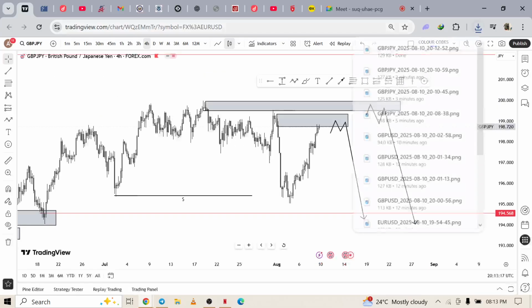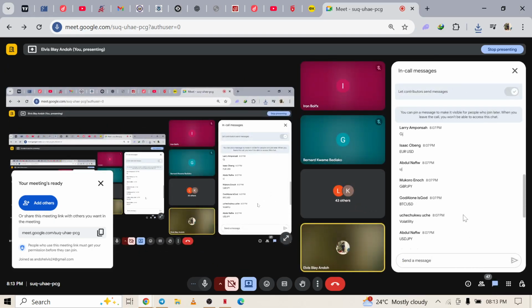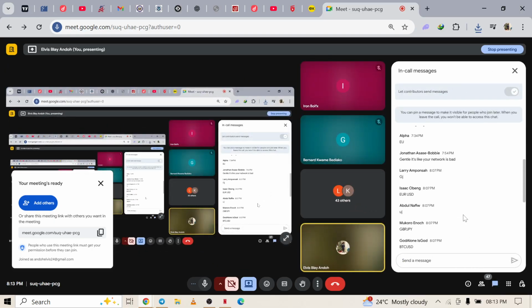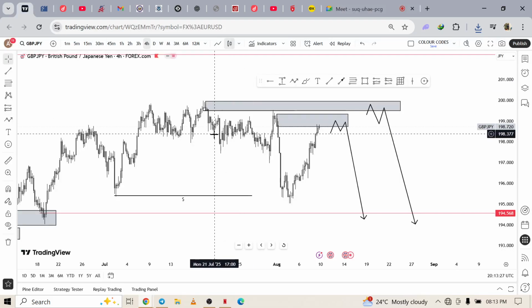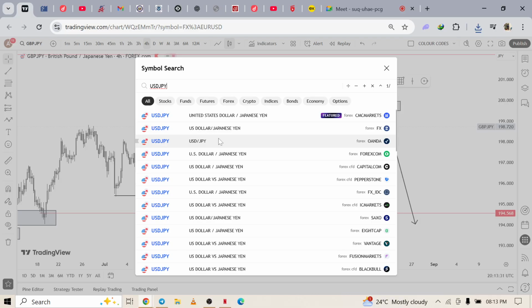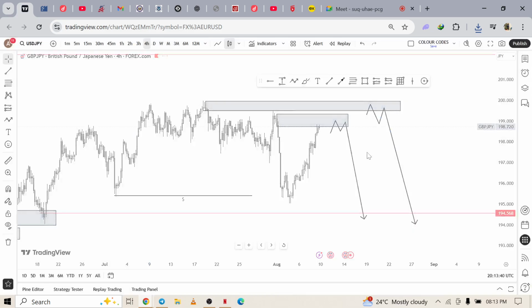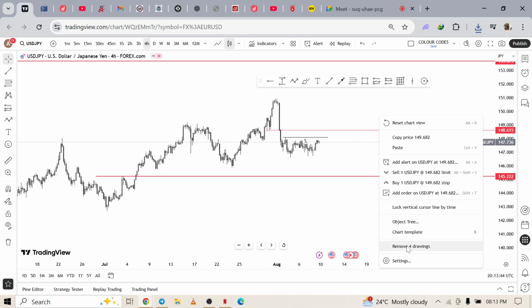What's the next pair we are looking at? USD JPY. If we are to wait for confirmation on GJ, on which time frame should we be monitoring? You look at confirmations, and the time frame structure is very clear to you when you see the break. Okay.